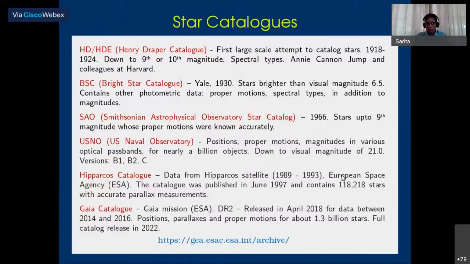As you know, Hipparchus was a satellite mission. We have already discussed this. This catalog was published in 1997 and contains around 1 million stars with very accurate parallax measurements. The latest one is the Gaia mission, which is still ongoing. DR2 was released in April 2018, but now DR3 is also released. The early DR3 catalog was released last December, and it has, I think, more than 1 billion stars. So these catalogs are useful in understanding the properties of the stars.